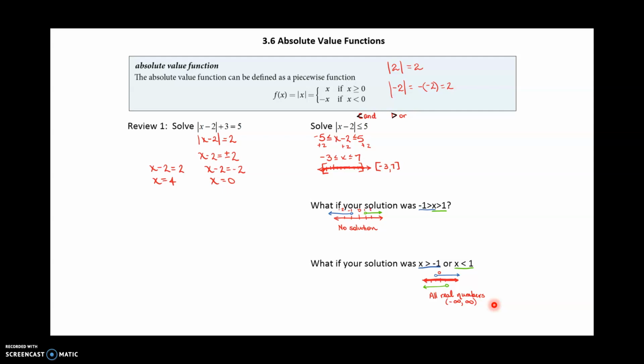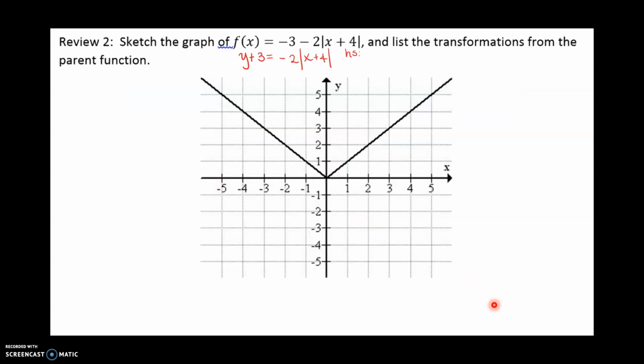Okay, in section 3.5, we talked about horizontal and vertical shifts, reflections, stretches, and shrinks, all of those different things. And so we want to apply that to our toolkit functions. And specifically in this example, we want to apply it to this absolute value that we've been looking at today. So it'll also give us some more review with section 3.5.